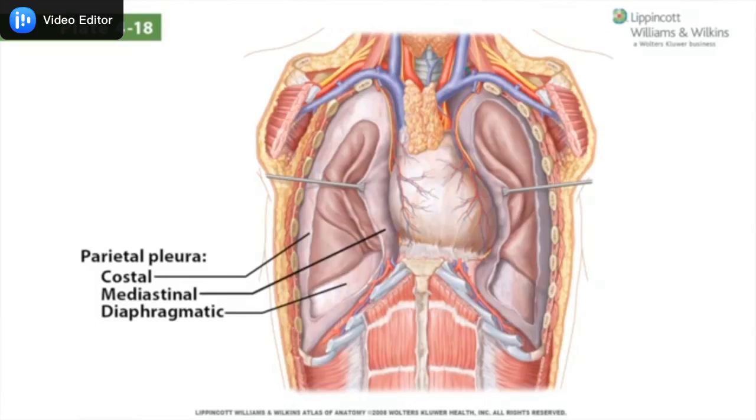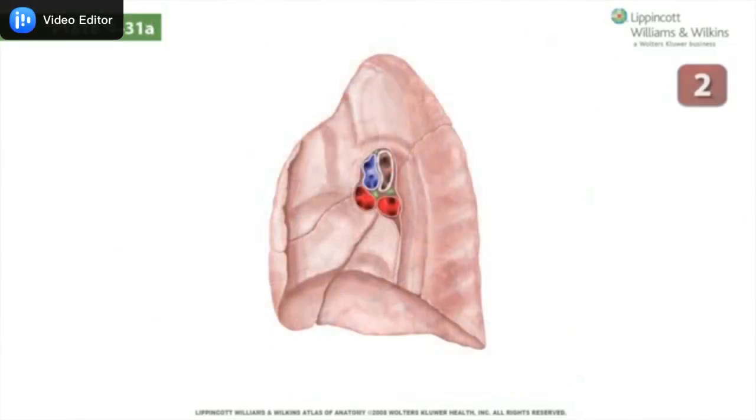The base, or inferior end of the lung, which is adjacent to the diaphragm, is called the diaphragmatic surface. The medial surface of the lung, which faces the mediastinum, is called the mediastinal surface. The lateral surface, which is adjacent to the ribs, is called the costal surface. The right lung has two fissures visible on its costal surface.